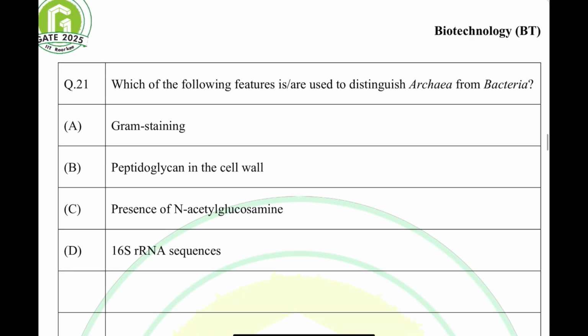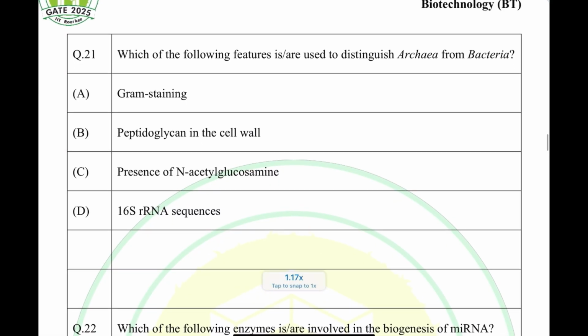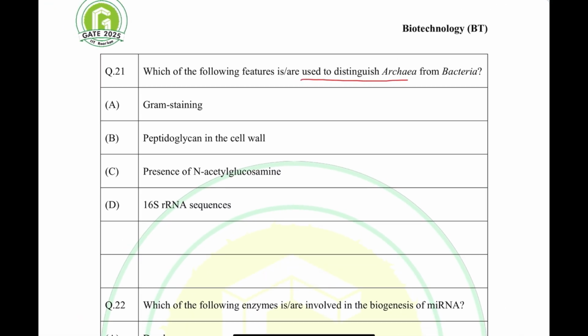The next question. Which of the following features are used to distinguish archaea from bacteria? The first option is Gram staining. Gram staining is based on cell wall thickness and structure, not a fundamental distinction. Some archaea may stain Gram positive or Gram negative, but this is not reliable to separate archaea and bacteria. So Gram staining will not be the proper option.